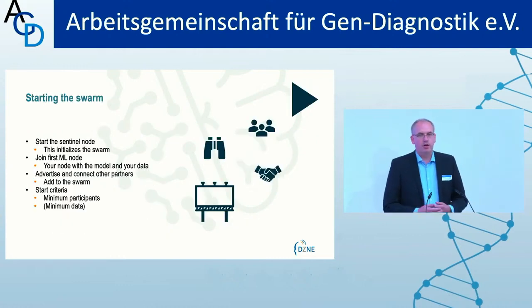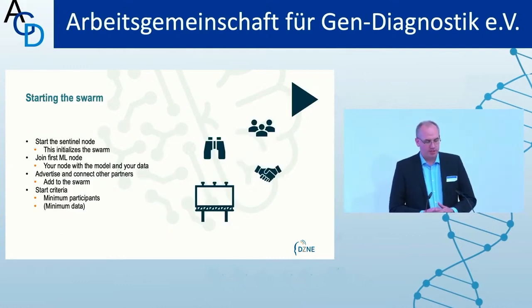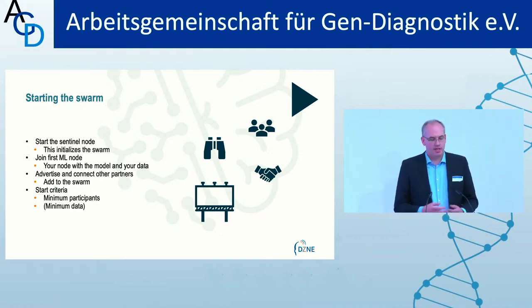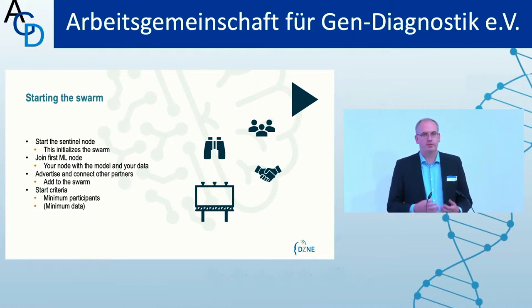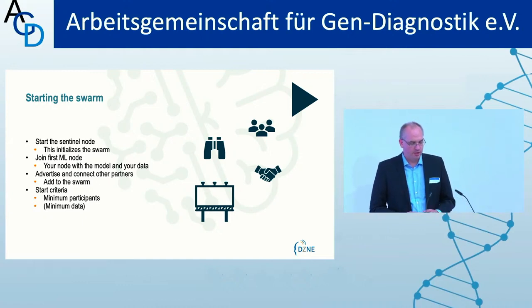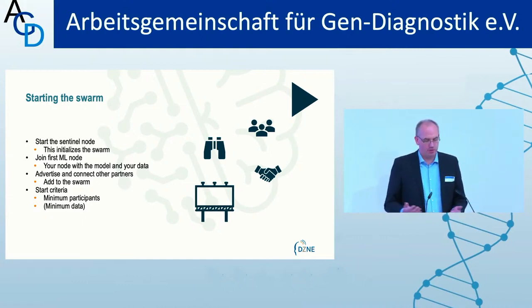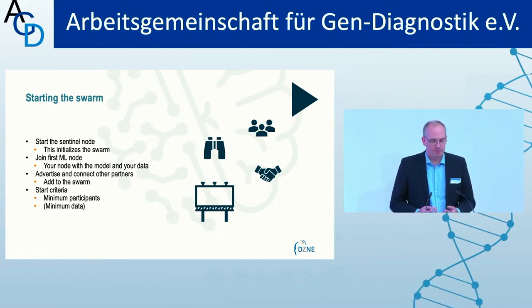Starting the swarm is basically a two-phase process. First of all, you need to set up the first node. The first node is called the Sentinel. It's like every other node; the only difference is there's no blockchain yet, so it's the one that is initializing it. Afterwards, it acts like a normal one. Then you join your machine learning node, and you are ready to start training once the starting conditions are met.